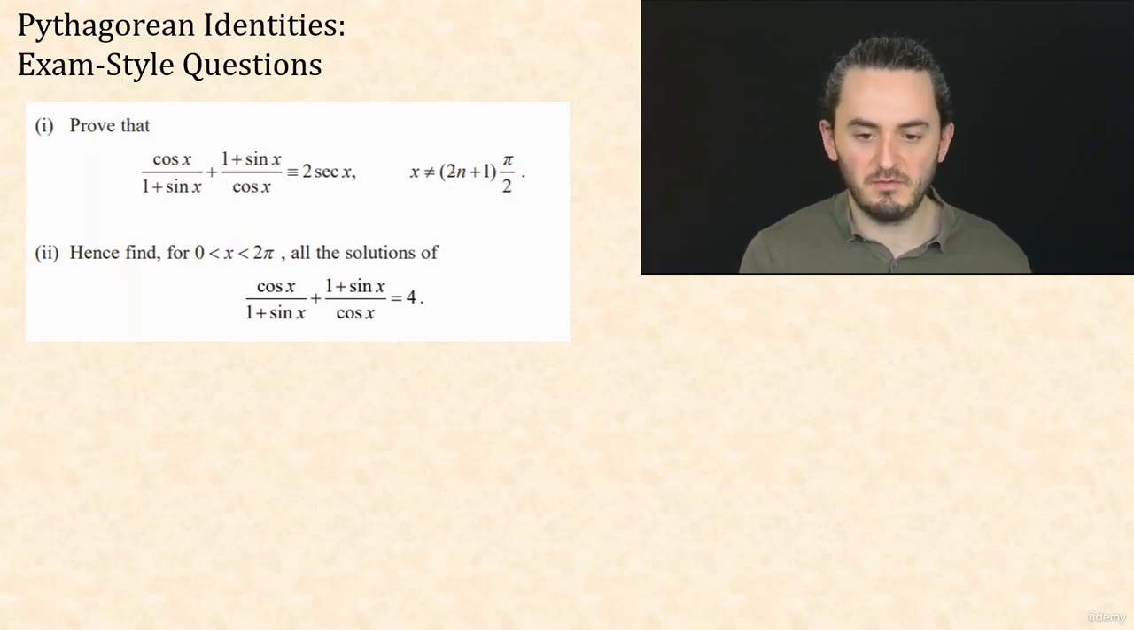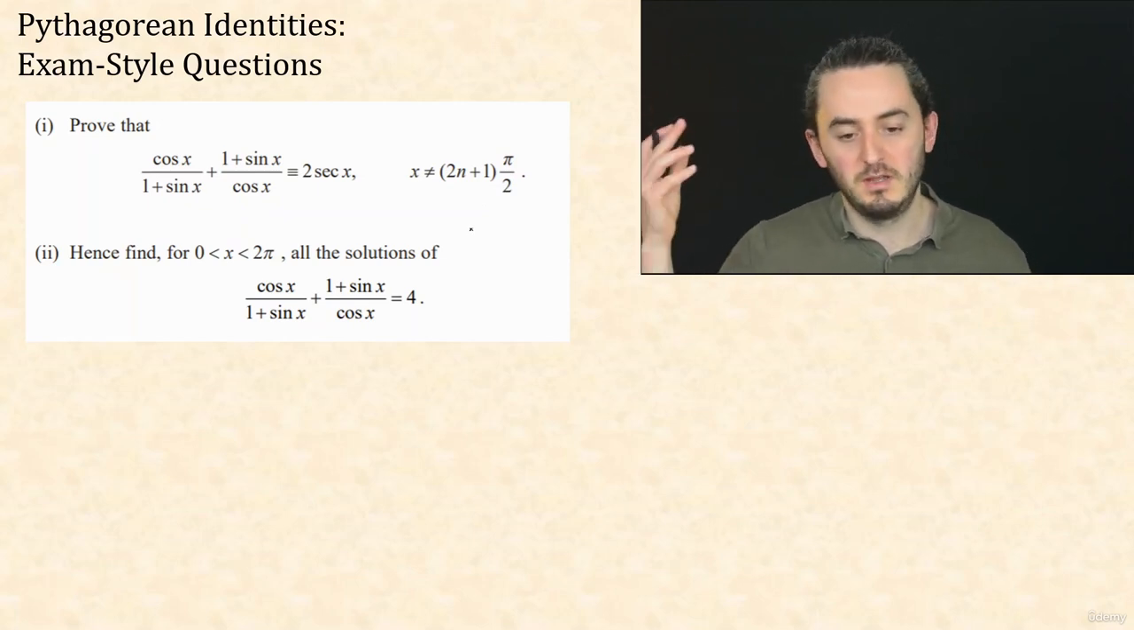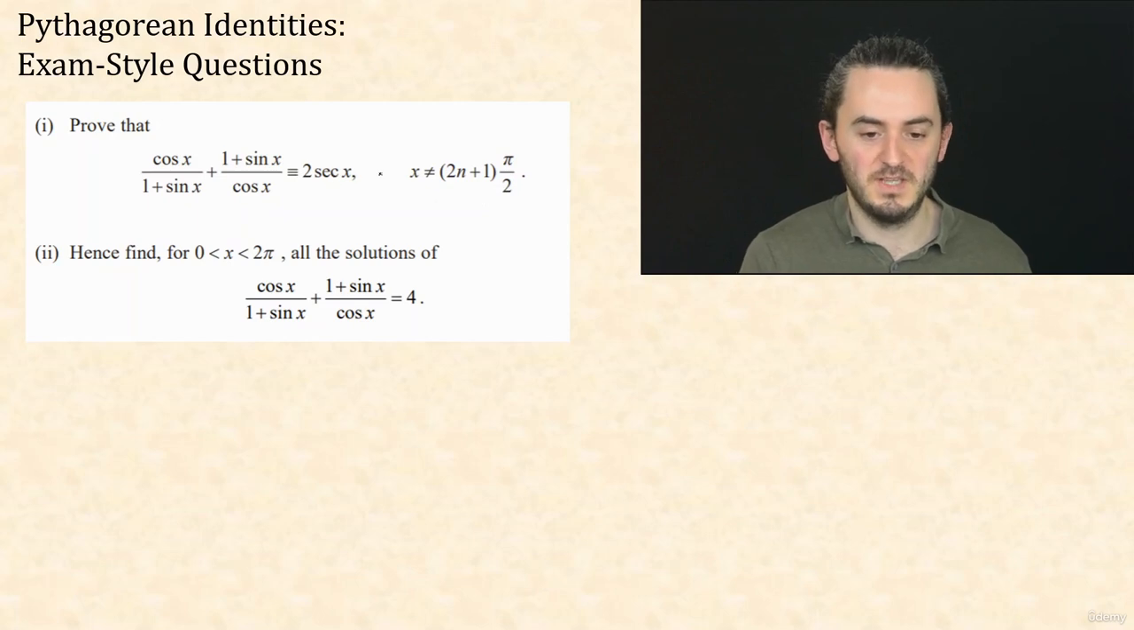And by the way, this stuff over here can look a little bit intimidating. It's just saying, don't worry, x is not an odd multiple of pi over 2. Meaning, it's not pi over 2 or 3 pi over 2 or 5 pi over 2 or 127 pi over 2. And the reason for that is that if that was the case, cos x would be 0 and we'd be dividing by 0. So it's just saying, don't stress about that. All right, so let's do this proof.